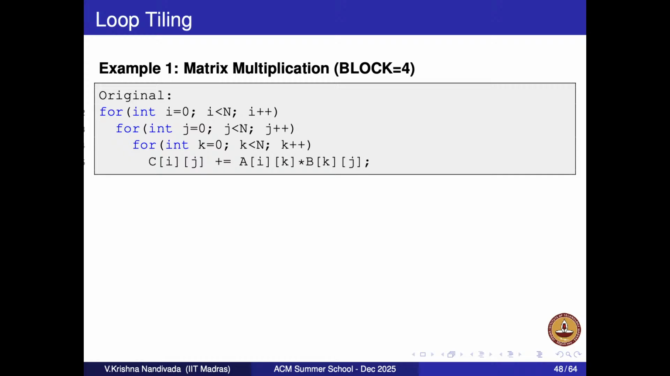Sorry, each column of B. So what you are suggesting is take these two elements, multiply with this guy, this guy, this guy, this guy, this guy. That way these two are reused. Correct? Okay. That's an interesting thought. Any other thoughts?